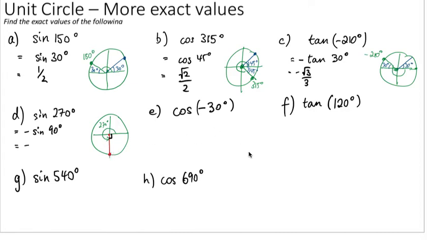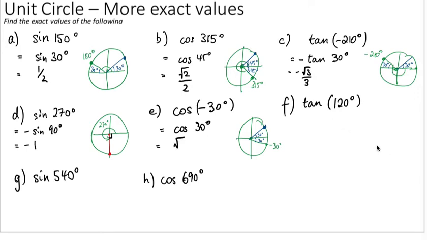E, cosine negative 30 degrees, draw out a unit circle. And if you just know these, that's fine. You don't need to do this. This is negative 30 degrees. What does it make with the nearest x-axis? Well, it's 30 degrees, right? So our reference angle's over here. So we know this is equal to cosine 30 degrees. And is it positive or negative? Well, cosine here is positive, cosine here is positive, so we don't need to change the sign. So we can say that cosine negative 30 is equal to cosine 30, which is root 3 on 2.